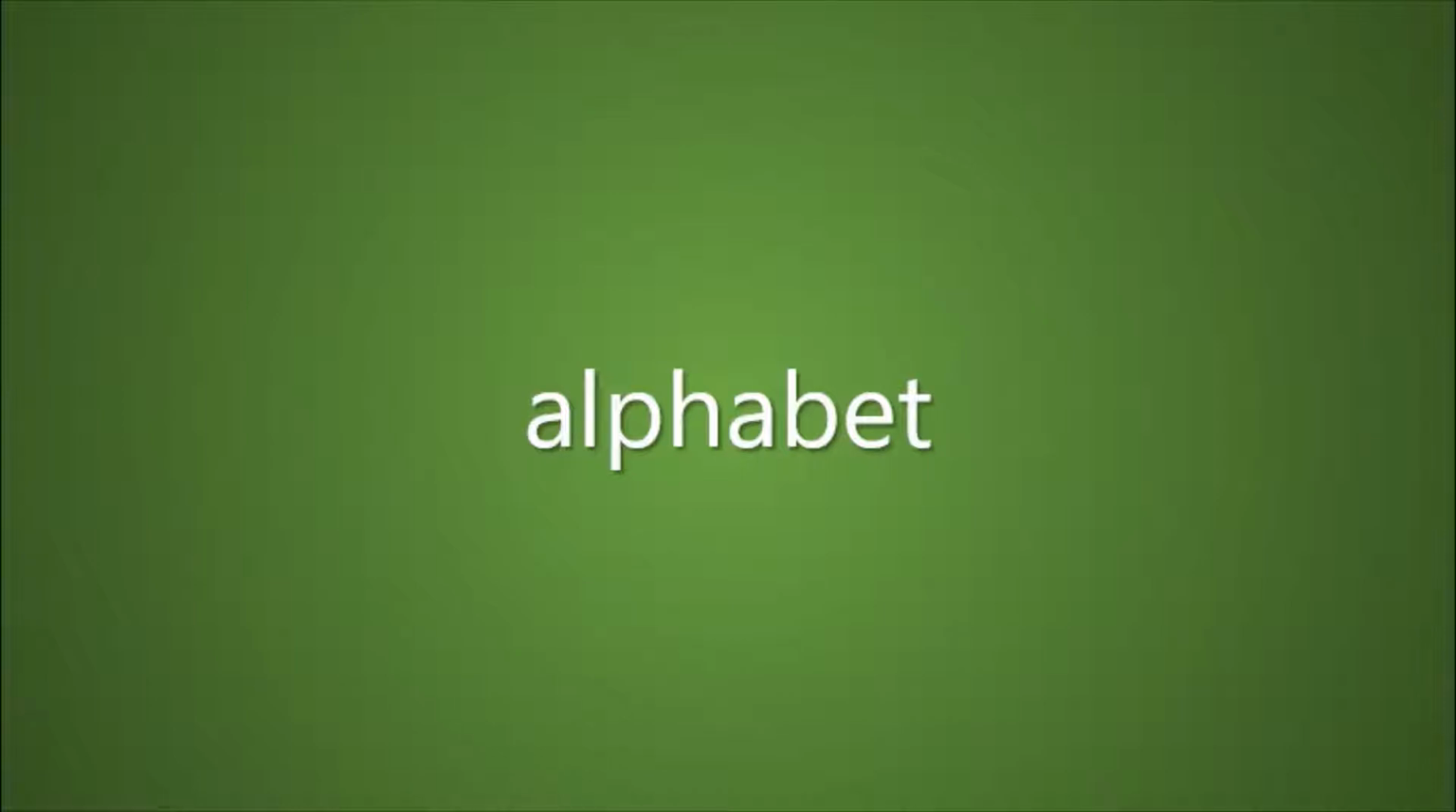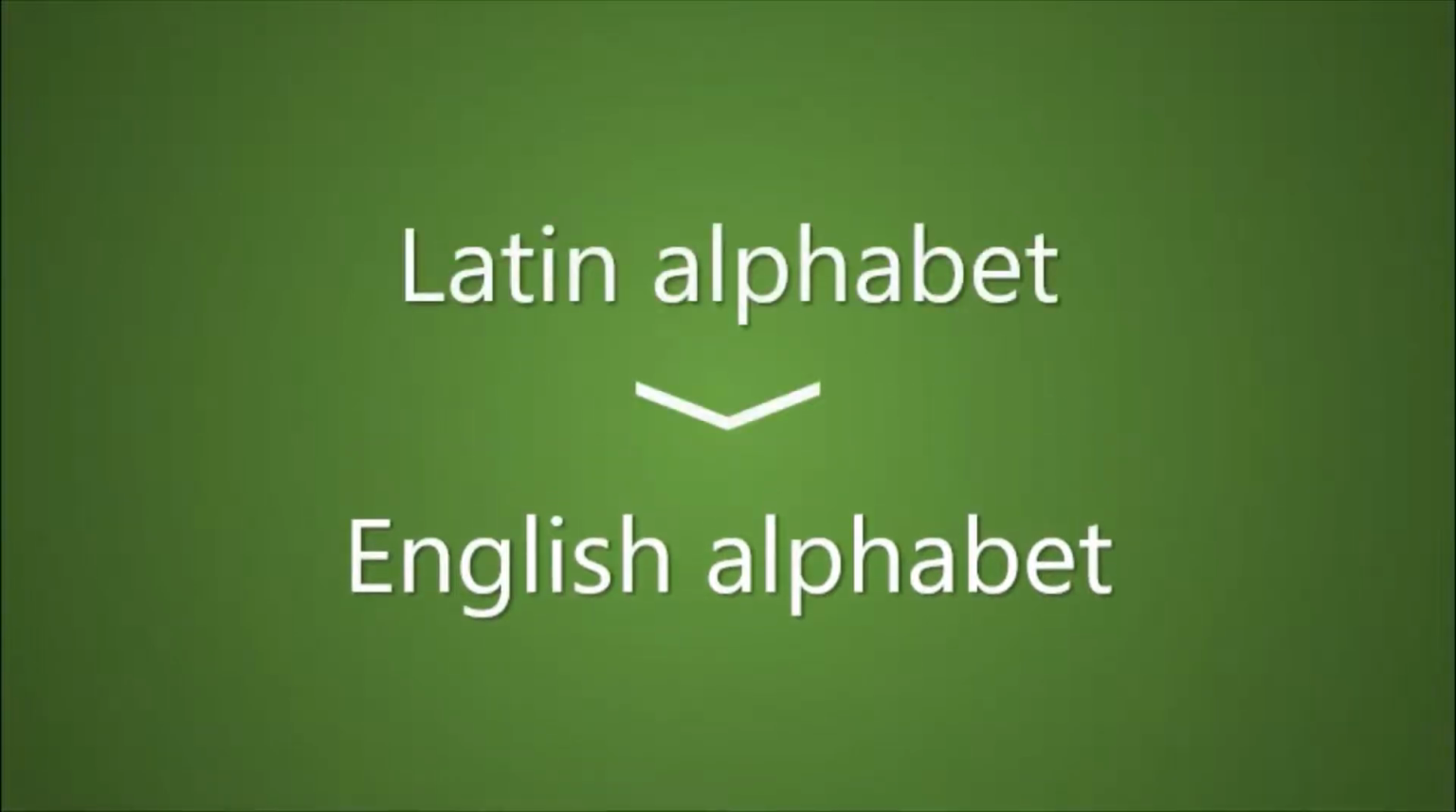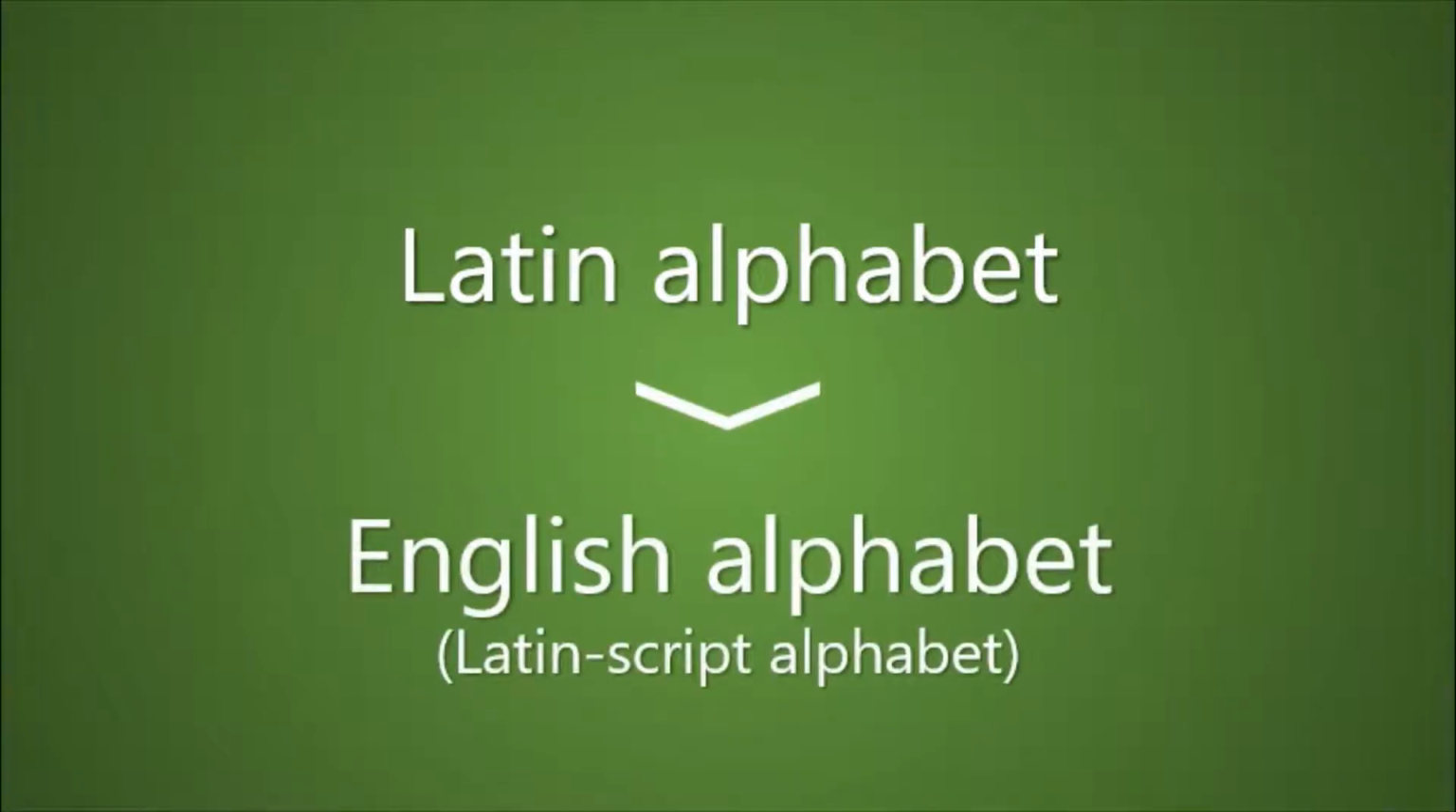To understand why Q is always followed by U in English, we have to trace back the history of the alphabet. The alphabet used in English is from the Latin alphabet. We can say that English has a Latin script alphabet because its letters are from the Latin alphabet.